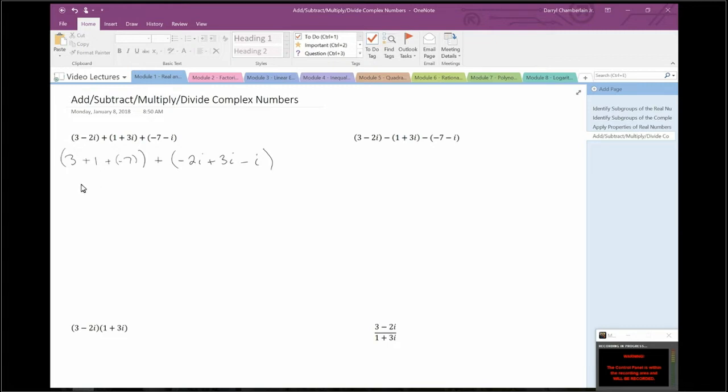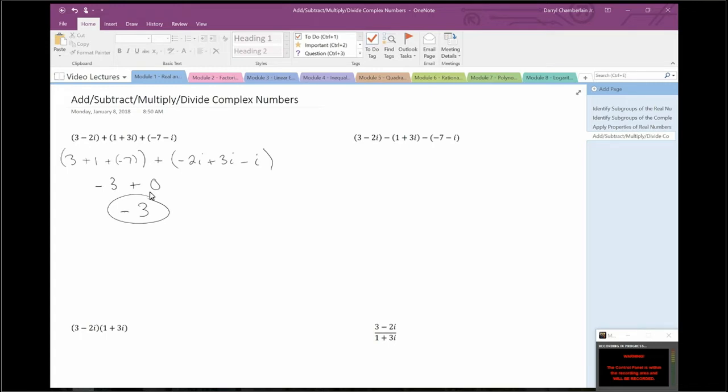So 3 plus 1 is 4, plus negative 7 is negative 3. And then we have negative 2i plus 3i would be i, minus i is 0. So really we would just say negative 3.